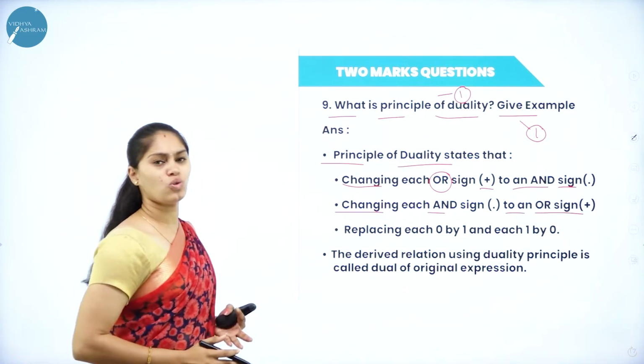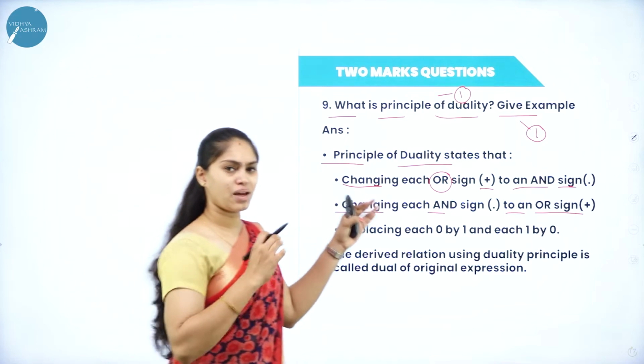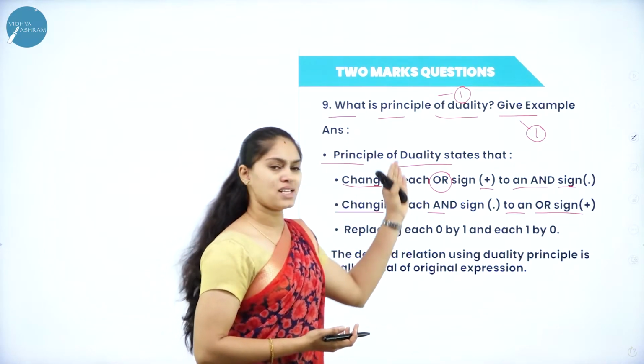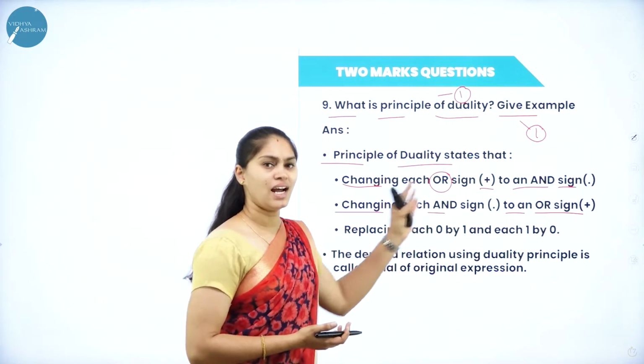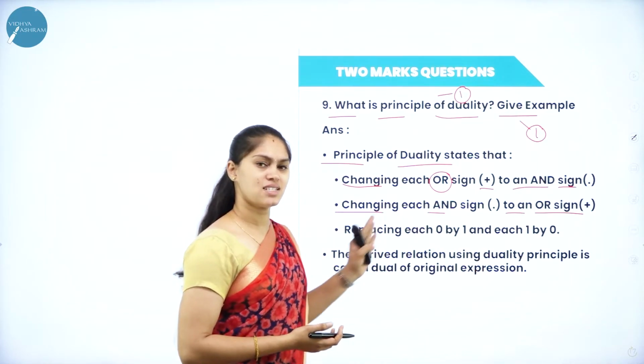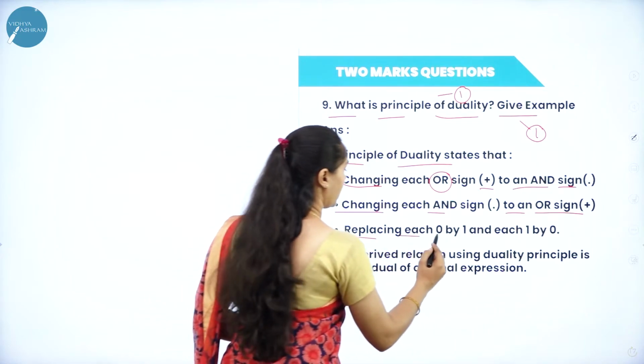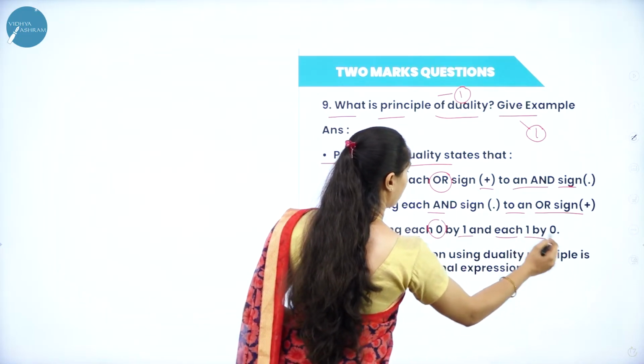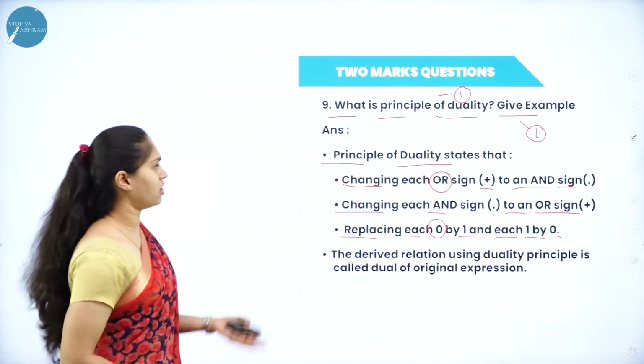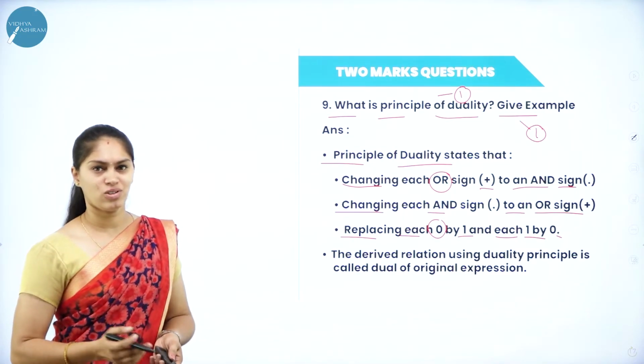So it's too easy to remember. We are making changes where plus will be replaced by product and product will be replaced by plus, 0 will be replaced by 1, and 1 will be replaced by 0. That is, replacing each 0 by 1 and each 1 by 0. So this is what the principle of duality is going to state.